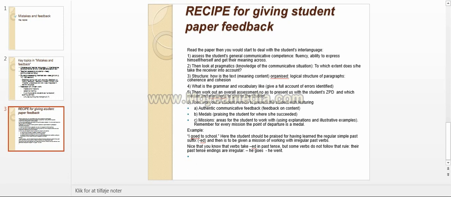What about the fluency? Is it fluent, what we read? Okay, is there an ability to express his or her opinion? Does the student get the meaning across? Okay. Then we could look at pragmatics. That would be the communicative context, the communicative situation. So we look here at the use of language. Does the student think about the receiver? Does he think about this being a communicative situation?